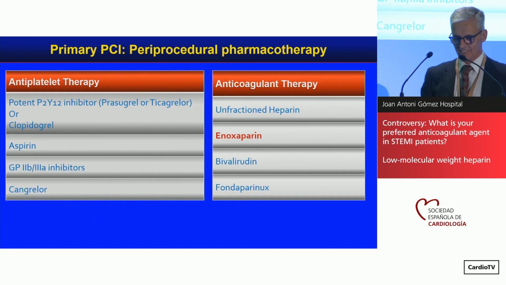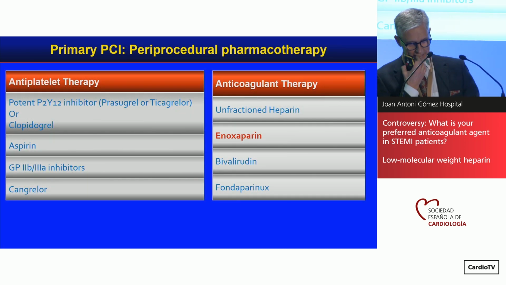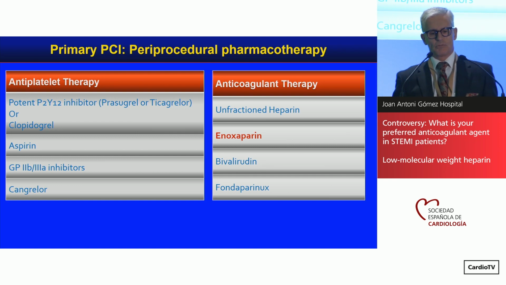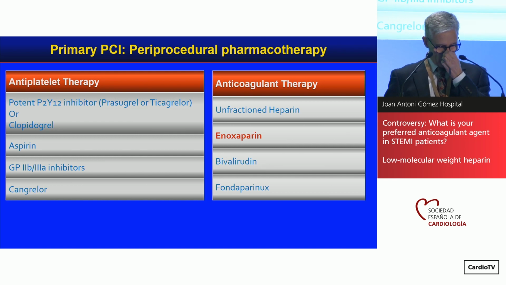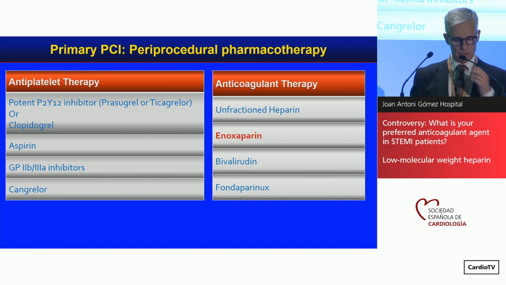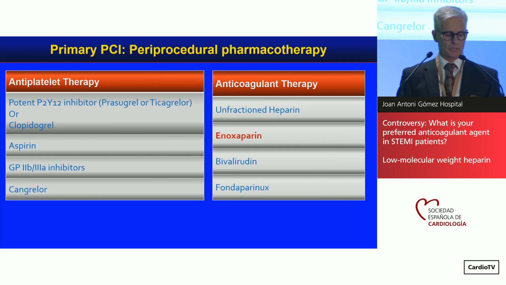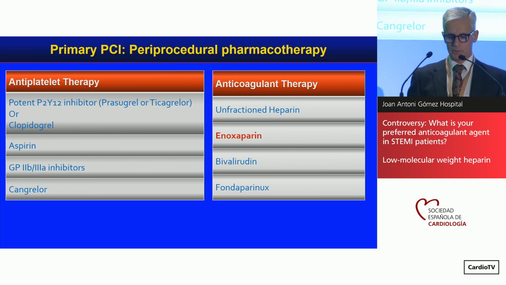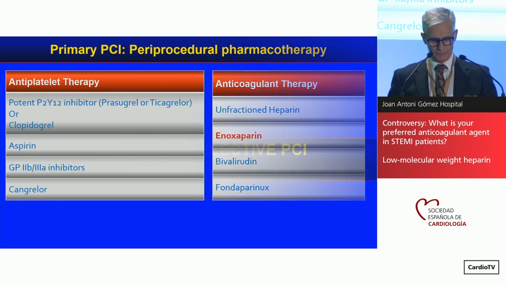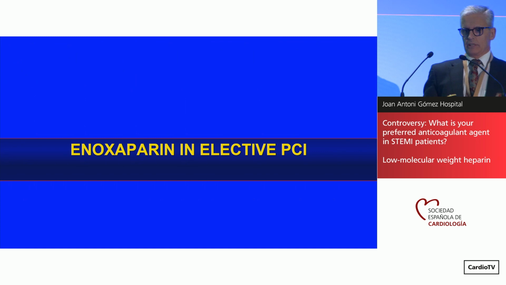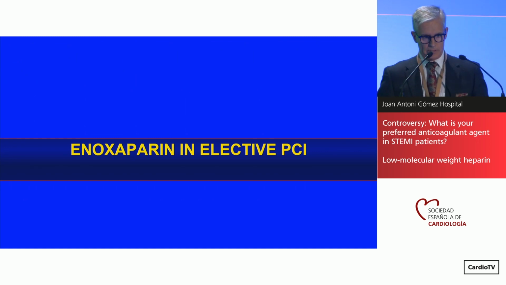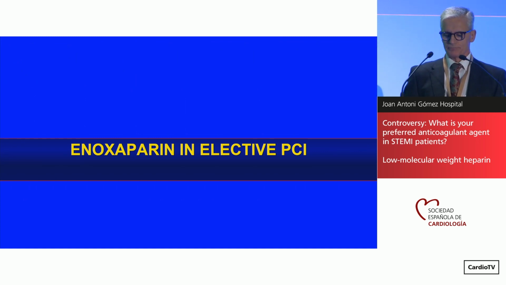Okay, we are talking about primary PCI, patients with STEMI. And we know that during STEMI and primary PCI, we have to put the patient on pharmacotherapy prior to PCI. We are talking about the antiplatelet therapy, and now we are talking about the anticoagulant therapy, and we will talk about enoxaparin. What is the background for the use of enoxaparin in PCI?